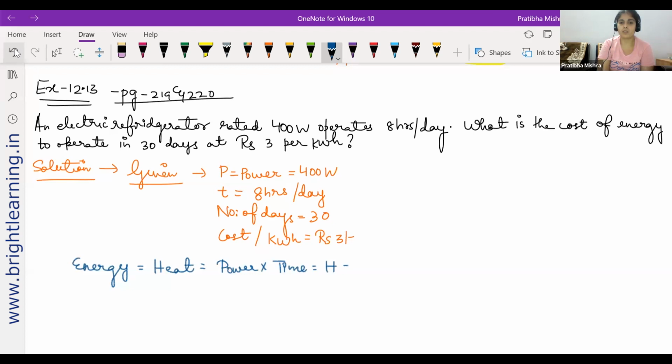bottom. Not everything in a single line. Might not look that great. Time. And H is equal to P into T, right? So H will be equal to how much? P is 400. Okay, it's in watt. Let us write it down as watt and then multiply it with 10 to the power minus 3 to convert it into what? Kilowatt.